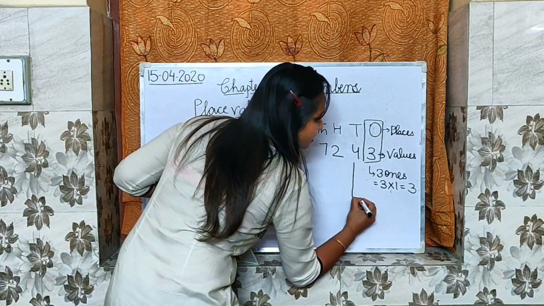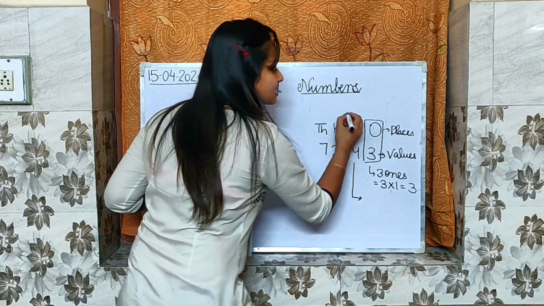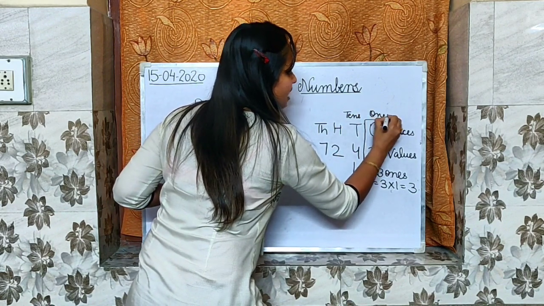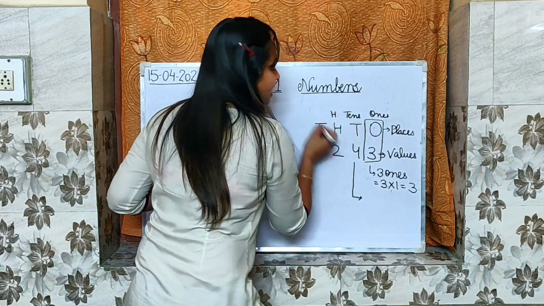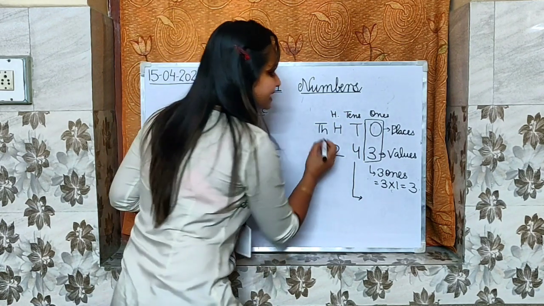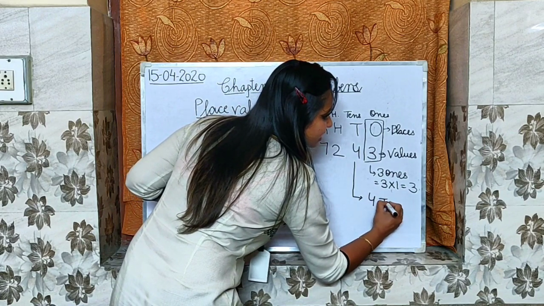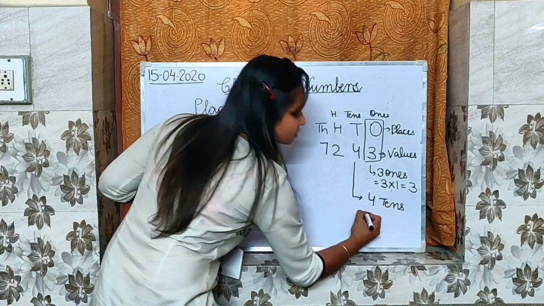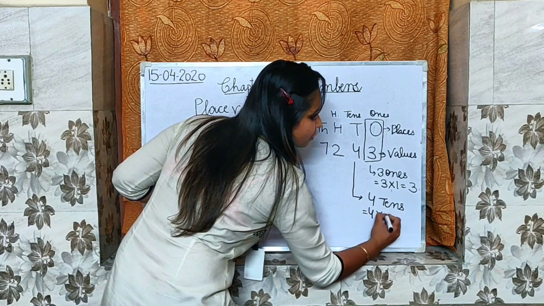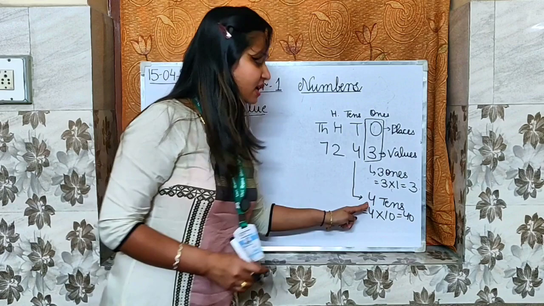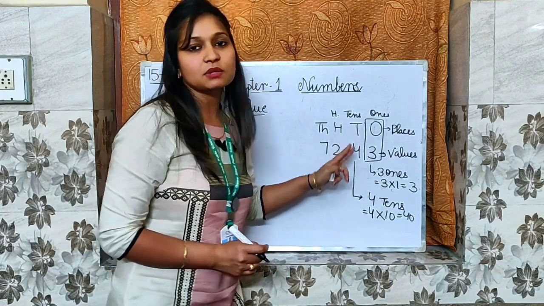Now moving on to our next digit, 4 tens. Here T stands for tens, O stands for ones, H stands for hundreds, TH stands for thousands. 4 tens, you can write like this also, or you can write 4 multiplied by 10, that is 40. So in both ways we can write our place values.